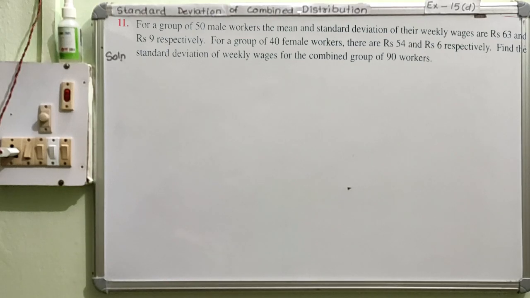Next part, next group. For a group of 40 female workers, the mean and standard deviation are 54 and 6 respectively. That means the N2 value is 40, the mean is 54, and the standard deviation for that particular group is 6. Now the question is, find the standard deviation of the weekly wages for the combined group of 90 workers. Hope the question is very clear.